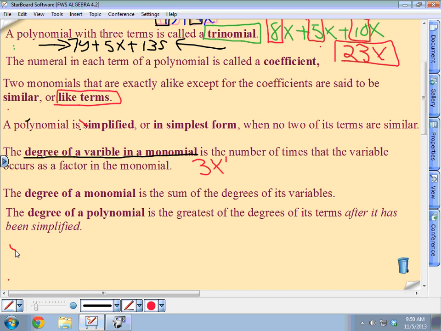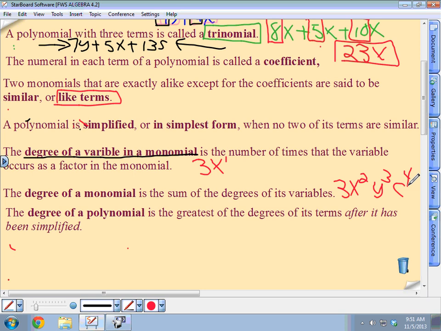The degree of a monomial is the sum of the degrees of its variables. So you could have a monomial with more than one variable, and we did that up at the top. Shay, give me a monomial with more than one variable. Make it interesting with some good exponents. 3x squared, y cubed, c to the 4th power. Wow, look at that. That's a good monomial right there. So the degree of the monomial is the sum, that means add, of the degrees of its variables.